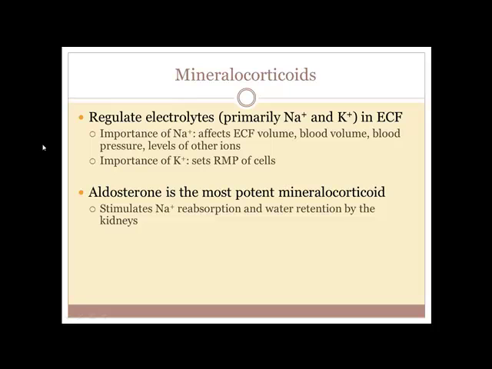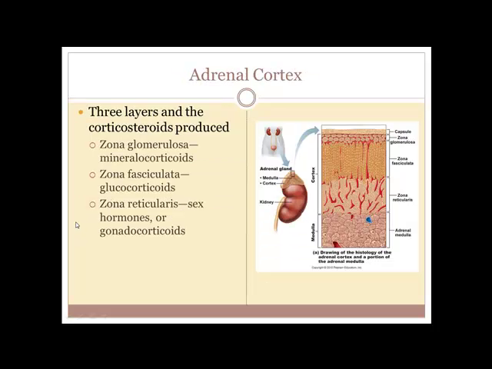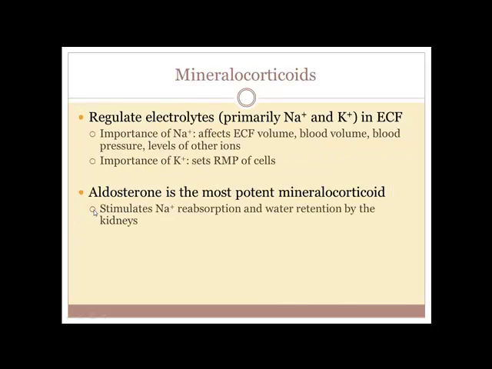So with our mineralocorticoids, they're going to regulate electrolytes, primarily sodium and potassium. The big one that we'll talk about is aldosterone, and aldosterone is going to be the most potent mineralocorticoid produced by the zona glomerulosa. It stimulates reabsorption of sodium and water by the kidneys. We go really in depth of how this works in the renal chapter, which is towards the end of A&P 2 actually.